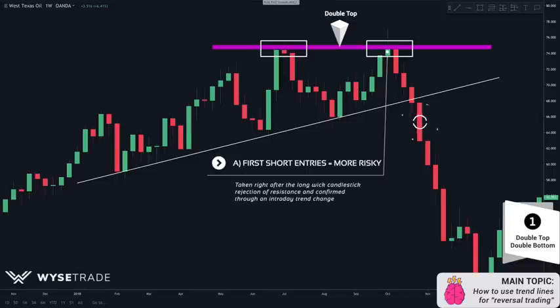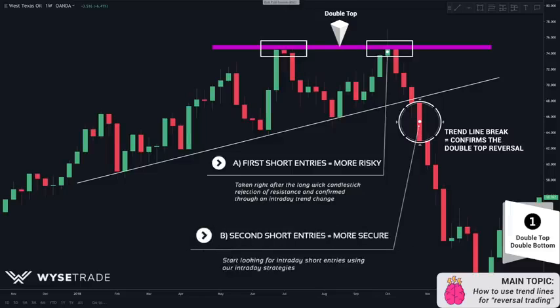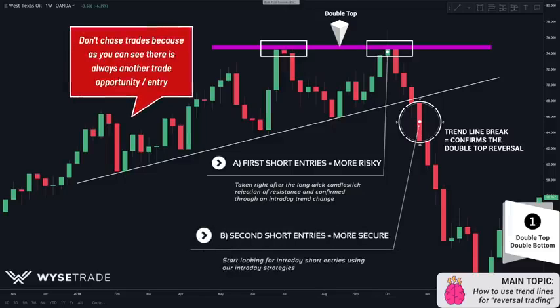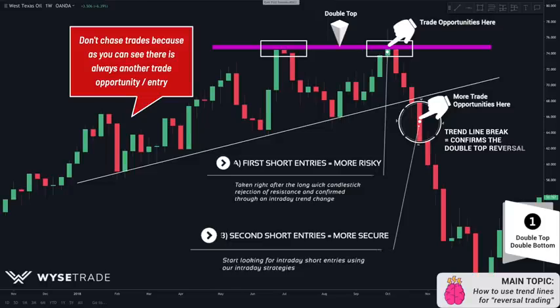But for more secure traders, what you can do is wait for the trendline break to confirm that the uptrend is over. This is also a good example of why you should never chase trades, as you had trade opportunities right at the double top, but also had opportunities to enter through a breakout strategy after the trendline break.